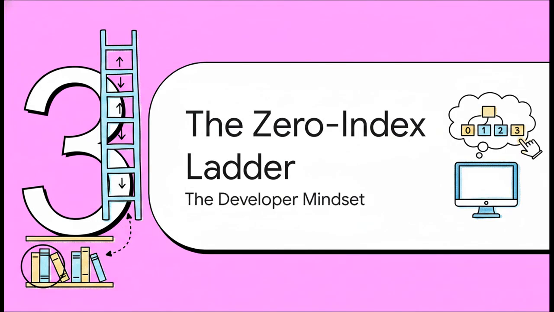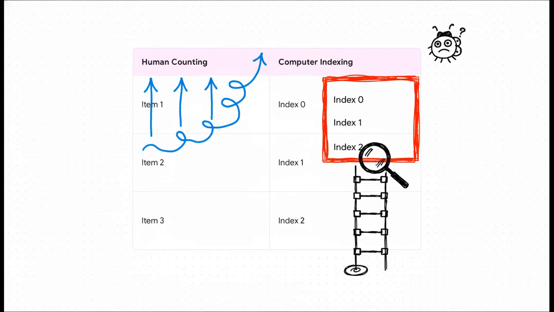Okay, on to part 3, the zero-index ladder, and adopting that true developer mindset. Knowing our data is neatly on a shelf is awesome, but how do we tell the computer exactly which book to pull down? Well, we have to understand how computers count, because it's actually pretty different from how we count. Notice this direct comparison. Humans naturally count starting at 1, item 2, item 3. But computers start counting at 0, index 1, index 2.